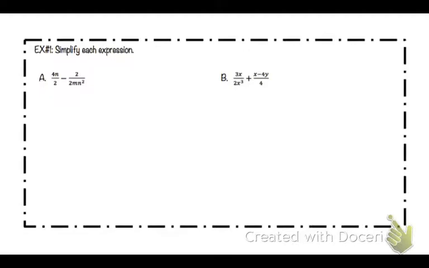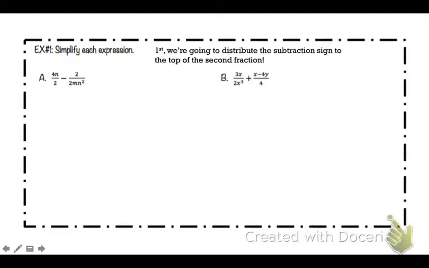So the first thing I always want you to do, if it's a subtraction problem, is distribute the subtraction sign to the top of whatever the second fraction is. So like in this case, I'm going to distribute that subtraction to the top so that becomes a -2, and now it's an addition. Okay, so I want you to always do that very first thing. Check if it's a subtraction. If it is, you're going to distribute that subtraction sign to the top.